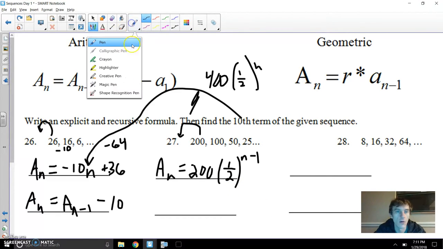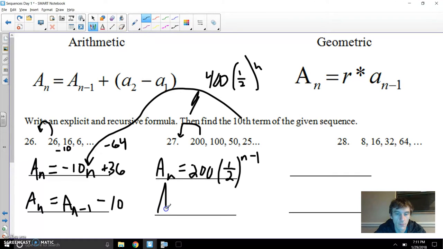All right, so the next thing we got to do is we got to write this geometrically, which means we're basing it on the previous term. So just like we set up here, we're taking half, that's the ratio, and we're halving whatever that previous term is. Okay, that's how that works.